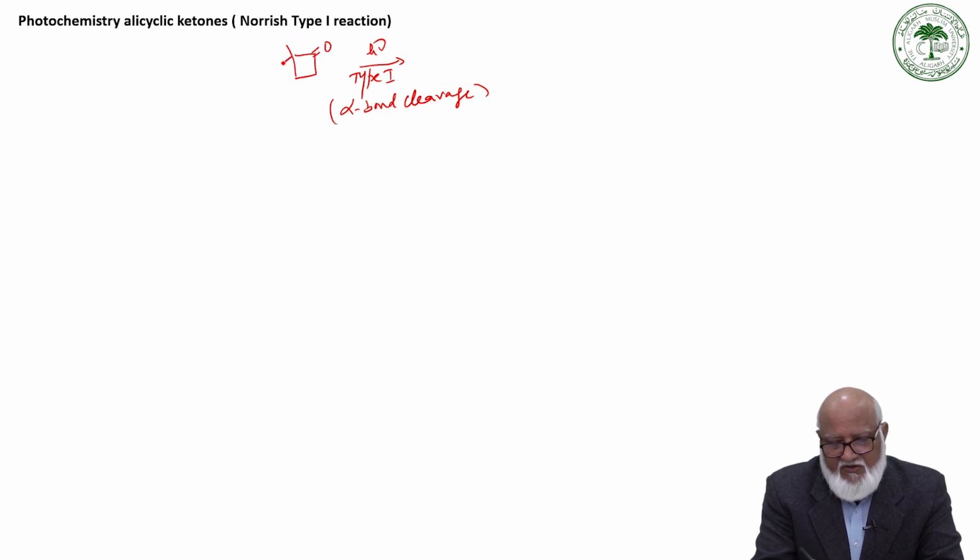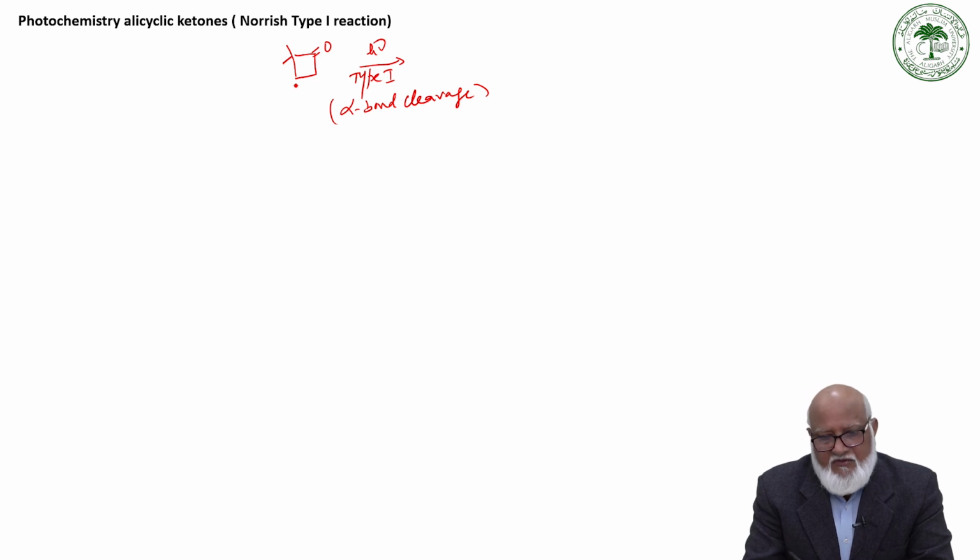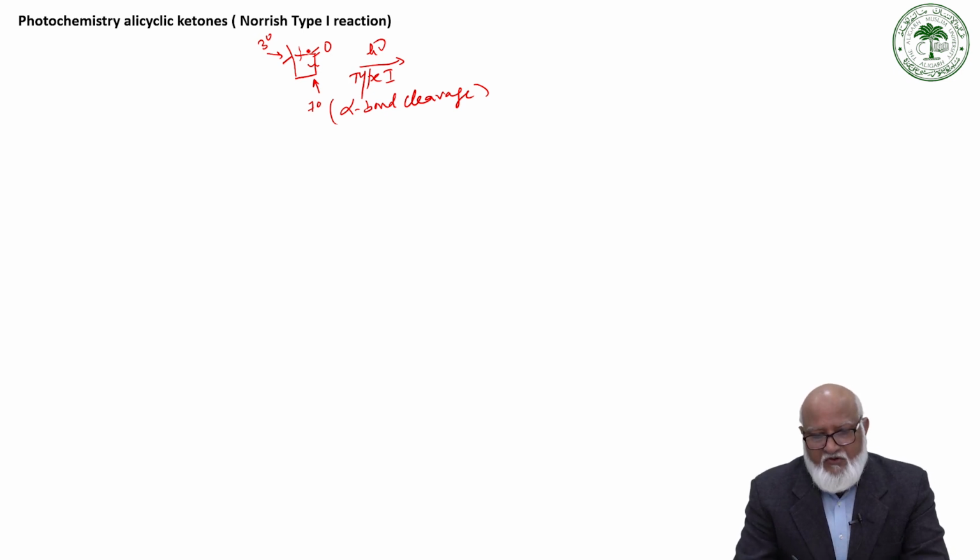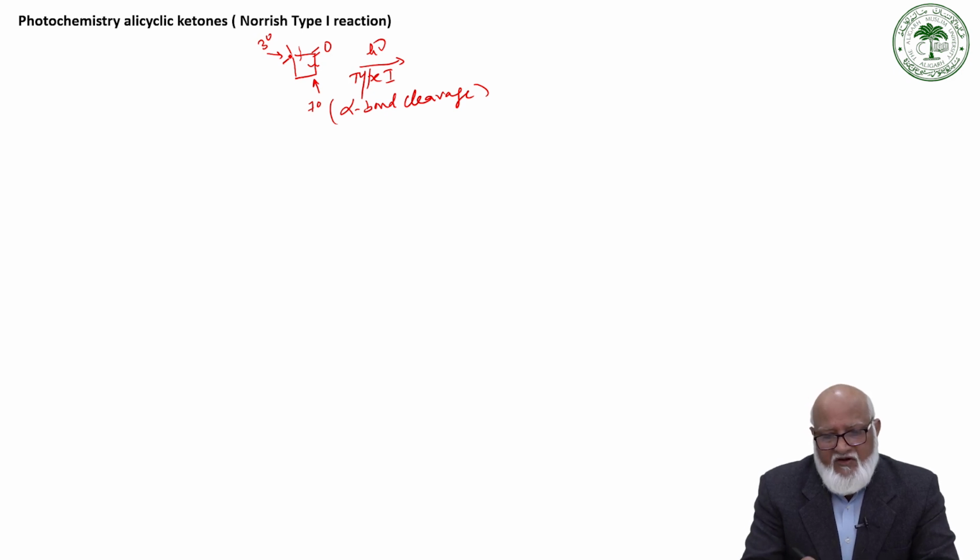say, if one of the alpha carbons is substituted by 2 methyl groups, then there is going to be a preferential cleavage, because this cleavage is going to give a primary carbon centered radical, while this cleavage is going to give a tertiary carbon centered radical. The acyl radical will be common in both cleavages. We know that tertiary is more stable than primary, and therefore this will undergo preferential alpha bond cleavage to give a diradical like this. This is the first step.